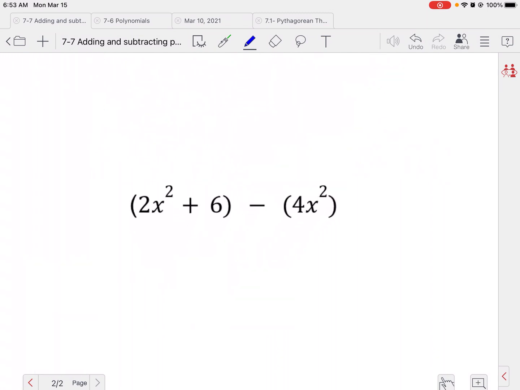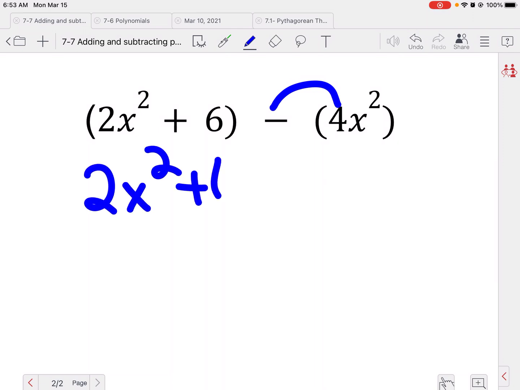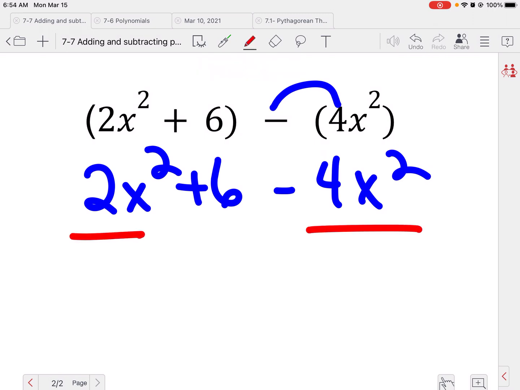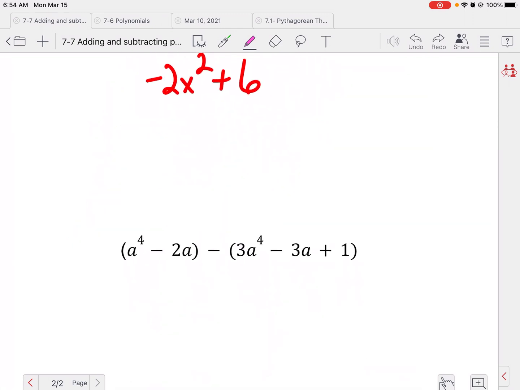Now minusing, we do the same thing, but remember we basically distribute this in. So this would be 2x squared plus 6 minus 4x squared. So 2x squared minus 4x squared, well that would be negative 2x squared plus 6. And we distribute the negative into each term, not into each piece. So it's not going to be negative x squared because the term is 4x squared. So that's why it's just minus 4x squared.